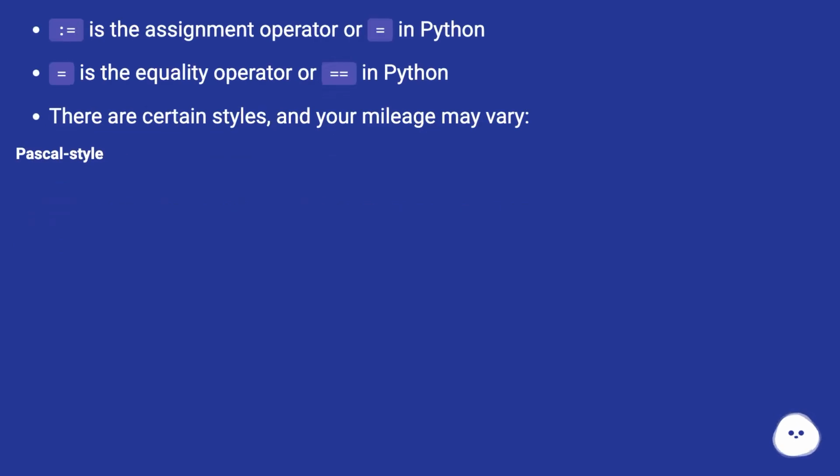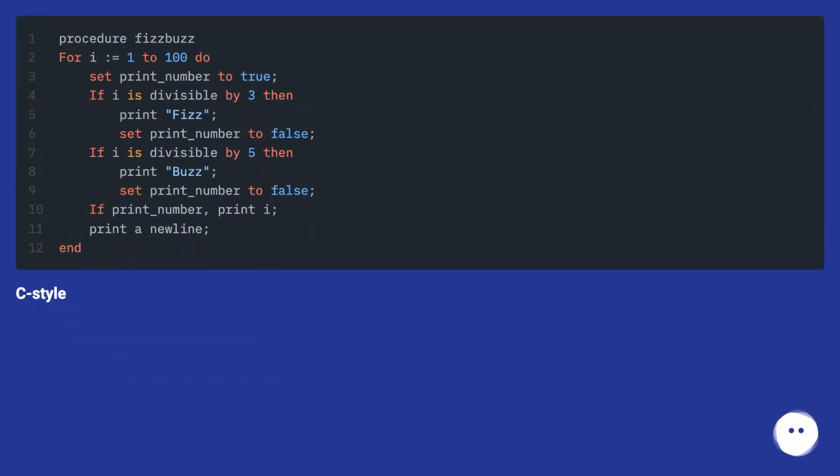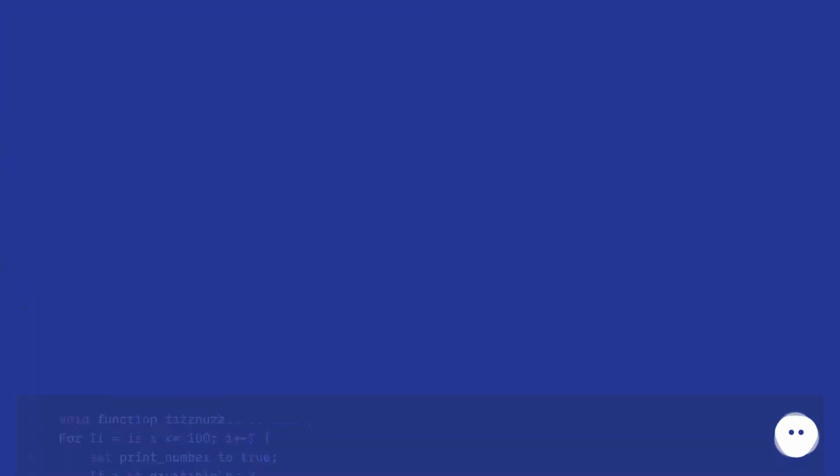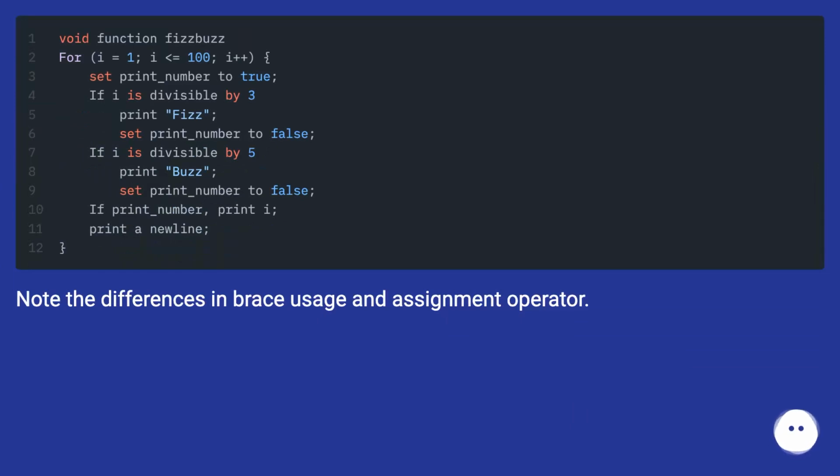Colon equals is the assignment operator, or equals in Python. Equals is the equality operator, or double equals in Python. There are certain styles, and your mileage may vary. Pascal style. C style. Note the differences in brace usage and assignment operator.